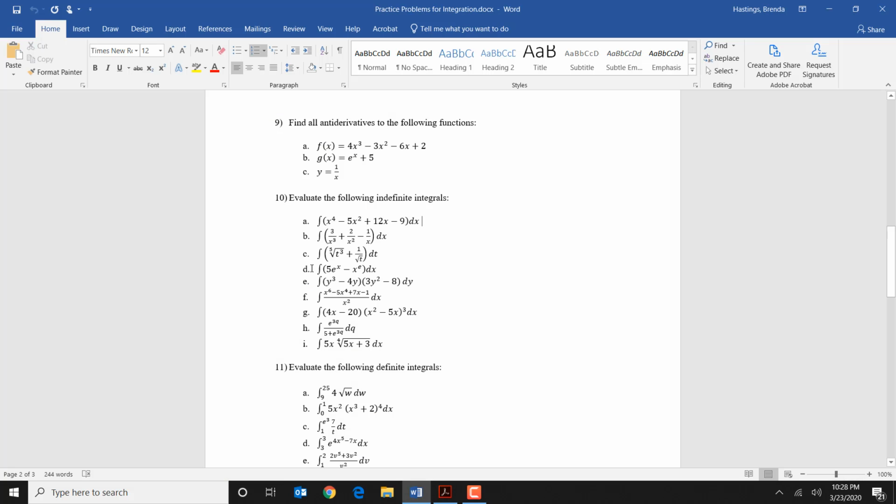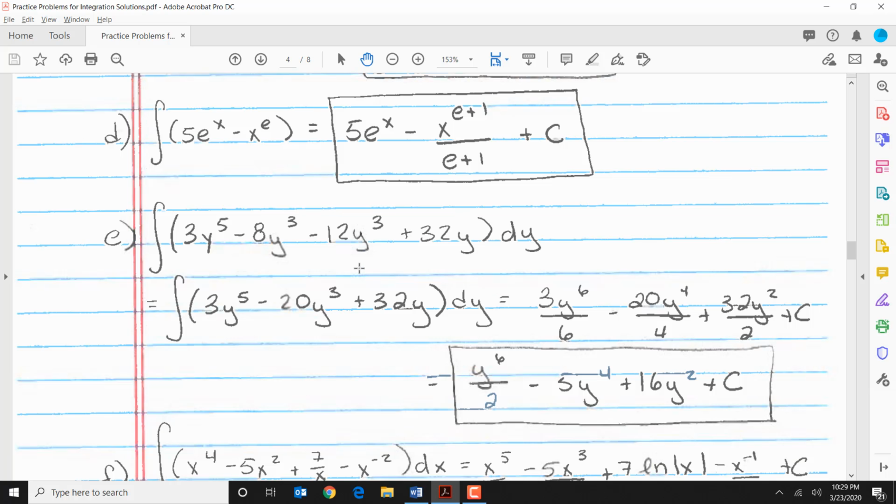For d, 5e to the x minus x to the e right here. Now remember, e is a real number. It's about 2.718281859. If this was x to the 2, the antiderivative would be x to the 2 plus 1 over 2 plus 1. But it's not, it's 2.7 blah blah blah, which is why I considered that x to the e plus 1 over e plus 1.